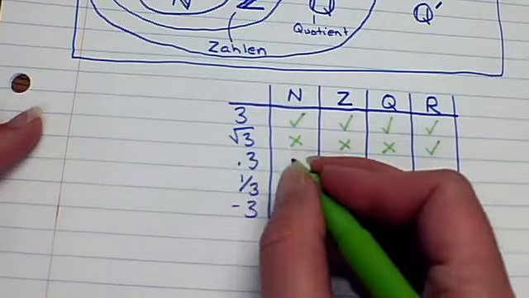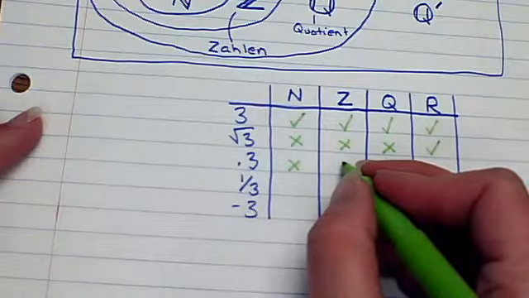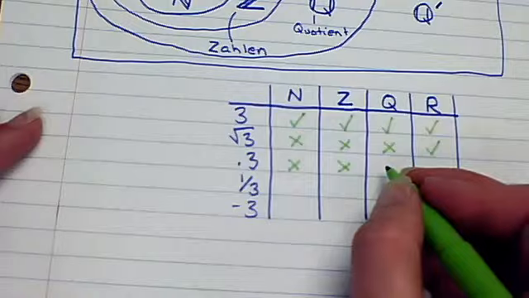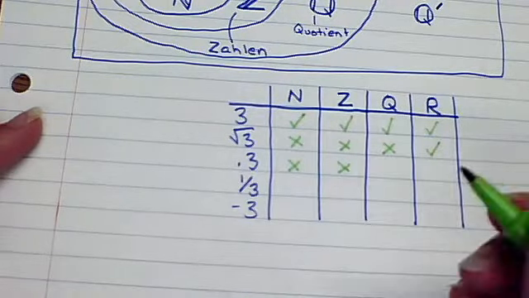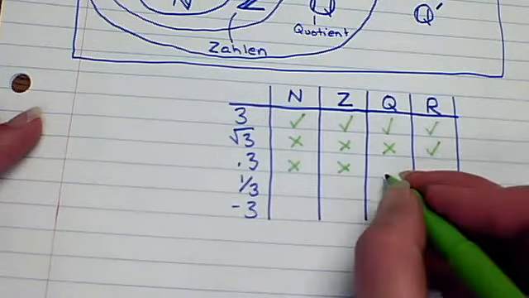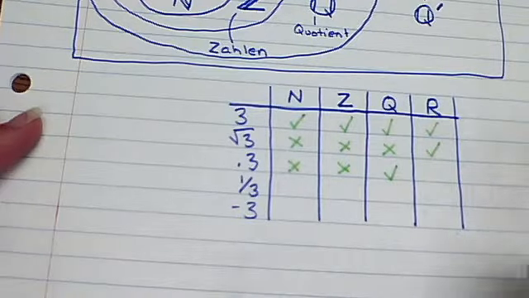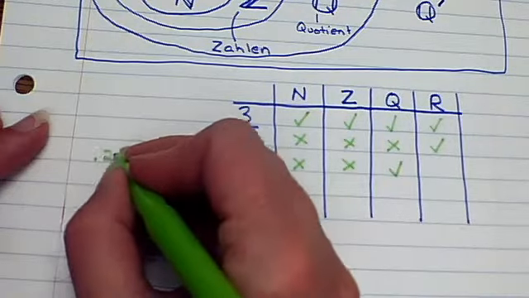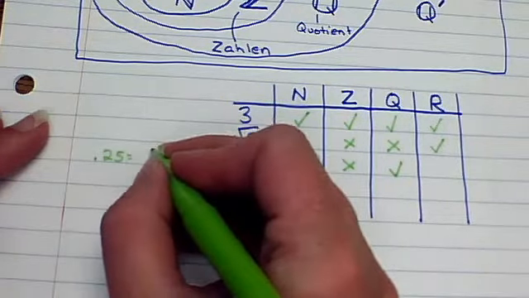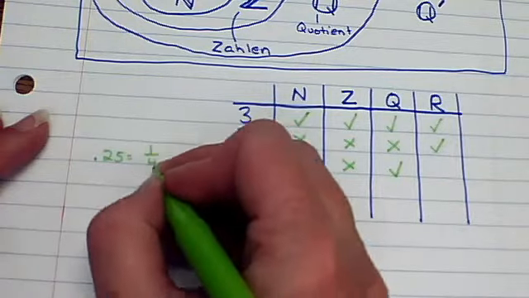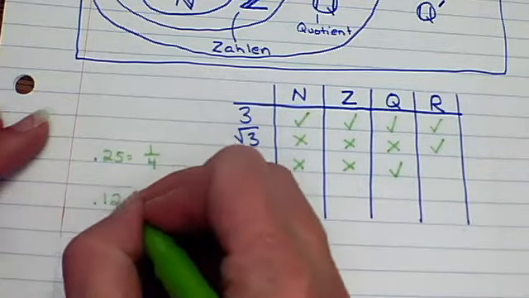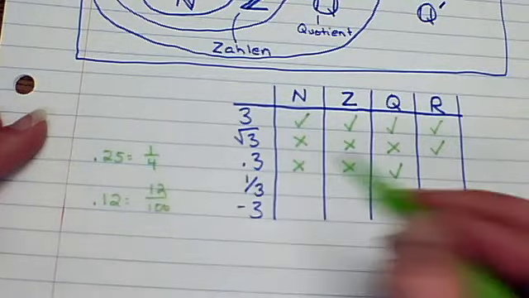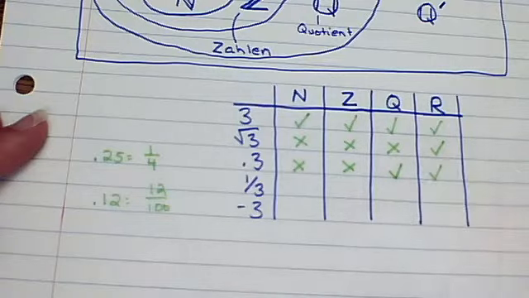0.3, counting number? No. Integer then? No. Can it be represented as a fraction? What's a decimal? Of course it can. 0.3 would be 3/10. Any decimal you can represent as a fraction. If I had 0.25, well, of course that's 25/100, which is 1/4. 0.12, that's 12/100. Anytime you have a decimal, you can represent it as a fraction. And, of course, that means it's real.